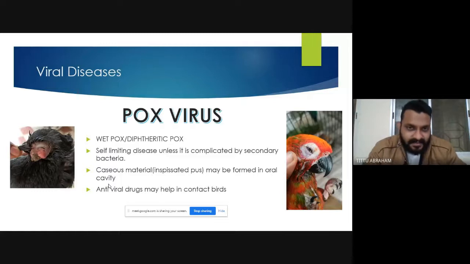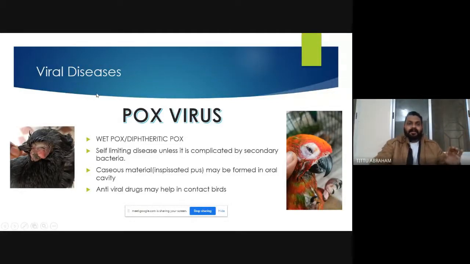But sometimes it may be complicated with bacteria. Secondary bacterial infection may come and complicate it. And you can see in the left image of a pigeon, it is complicated by bacteria. So you can see this scab that is dark brown in color. Actually, this scab itself is the secondary bacterial growth, especially Pseudomonas.